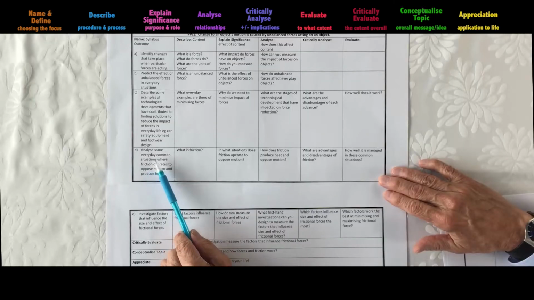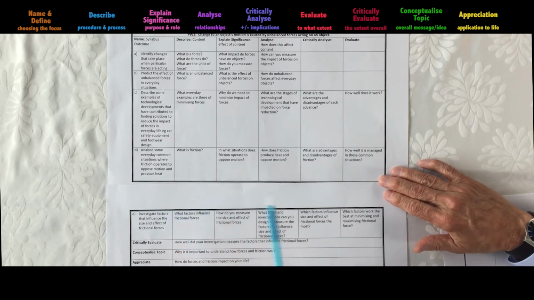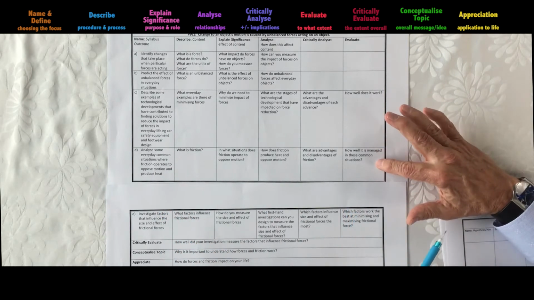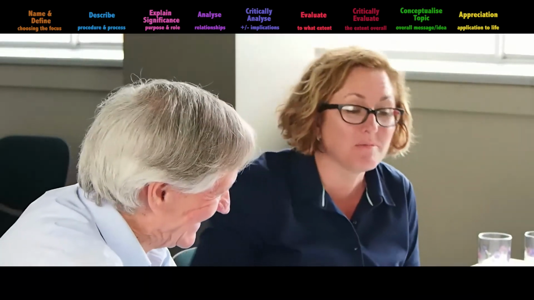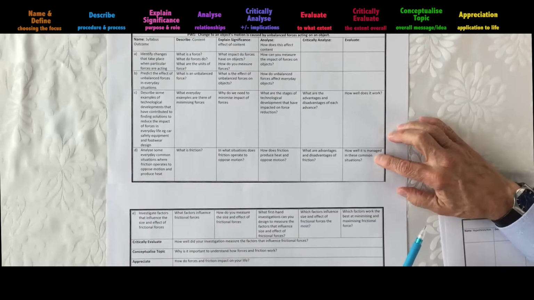So then, analyze. Now, do I stop at analyze? Some everyday common situations where friction operates to oppose motion and produce heat. So with this one you want to go out to evaluate. You probably wouldn't have to, but knowing this is what I call hidden content.